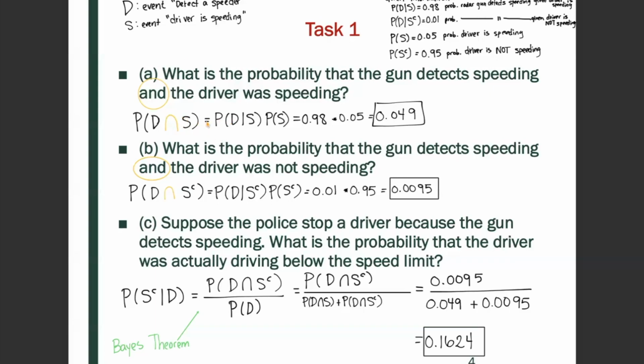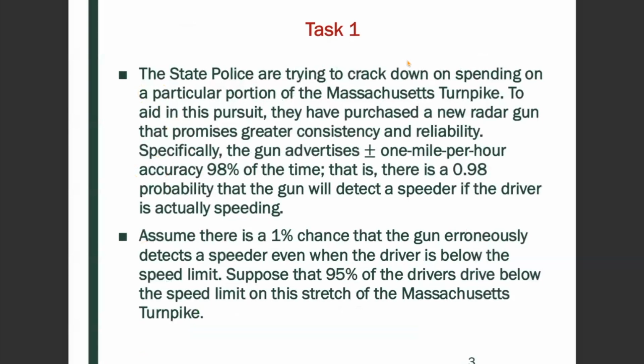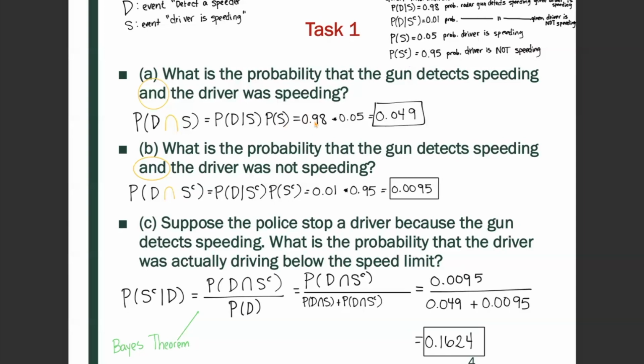Here, the intersection equals the probability of D given S times the probability of S. So the probability that the radar gun detects a speeder given that the driver is speeding, times the probability that a driver is speeding. I already wrote these; this is all given information from the previous slide. So that's going to be 0.98 times 0.05, and that gives us 0.049.